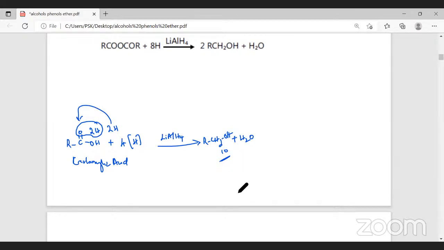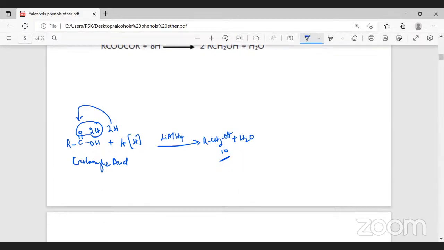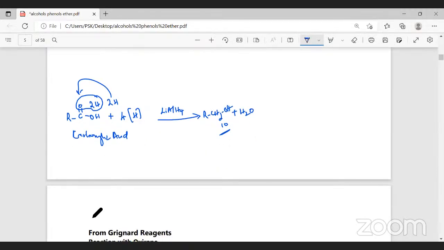Similarly, if we take an ester, we learned this also in the last class. A repetition so that we'll have continuity. We'll take a specific example, CH3, C double bond O, O, CH2, CH3. This is called ethyl ethanoate. The IUPAC name of this molecule is ethyl ethanoate.